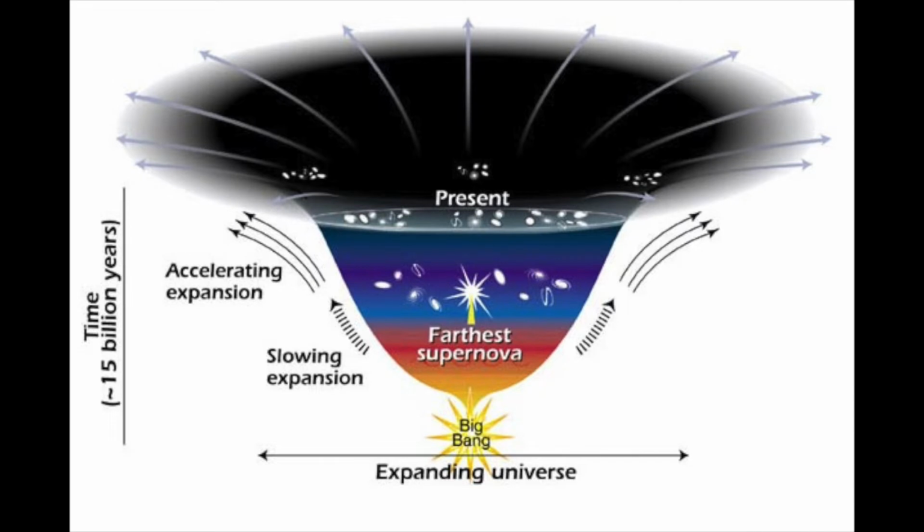The very bottom of this diagram represents the birth of the universe at the Big Bang. At the Big Bang, the universe was born in a tiny point of mass and energy. And initially, it expanded very quickly. We call this period of time inflation.